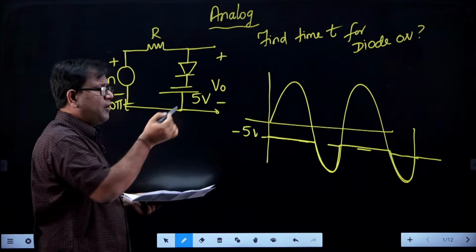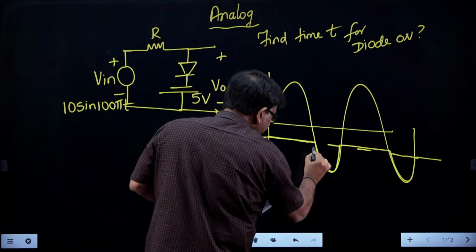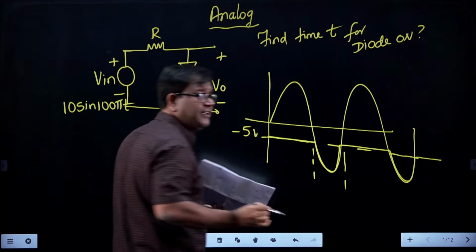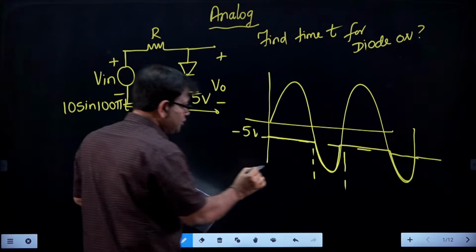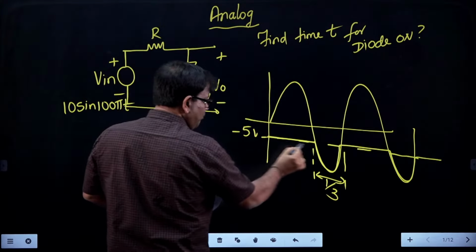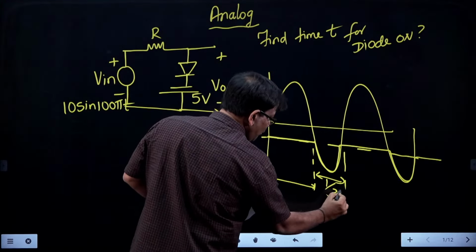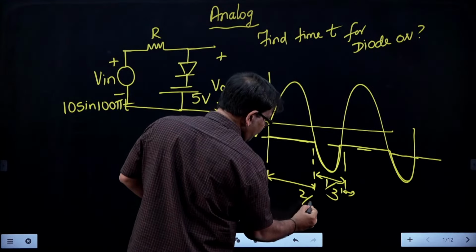Now this similar problem was also already given in GATE exam, and we were asked to find the duty cycle. If you remember, this duration is 1/3 of the total value. Then the portion where the diode is on is going to be 2/3 of the total value.